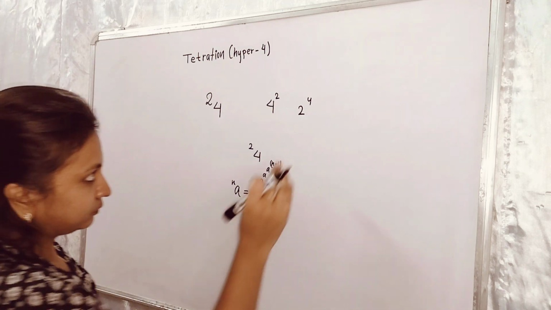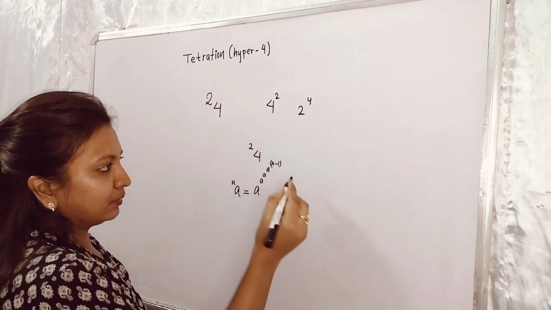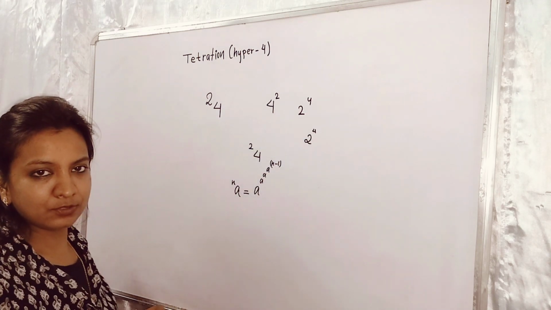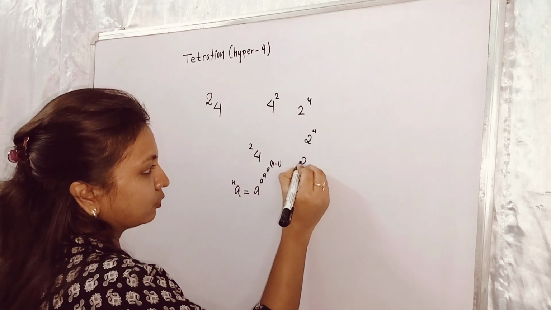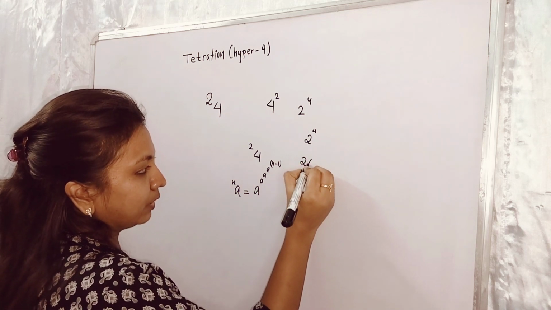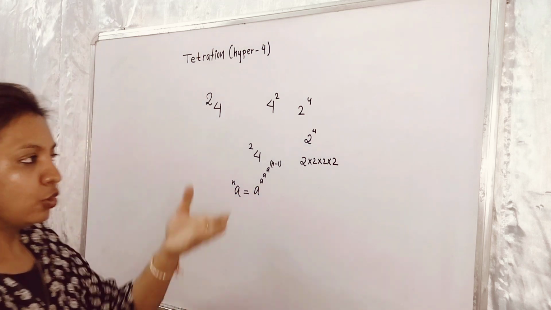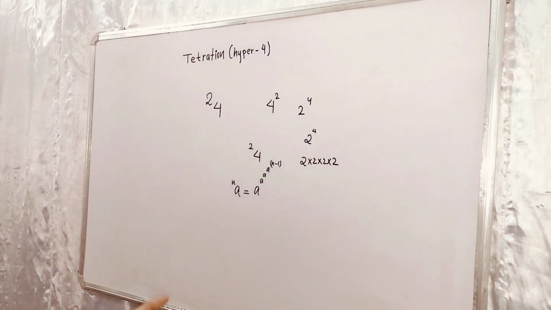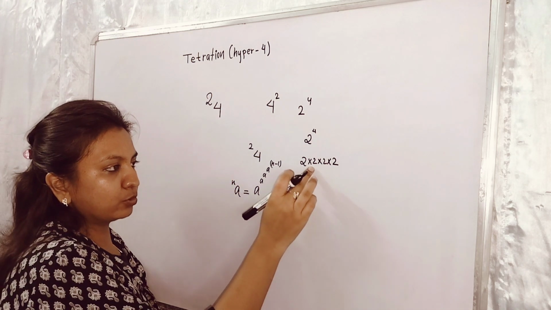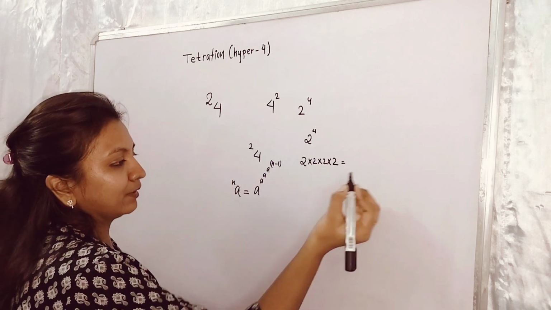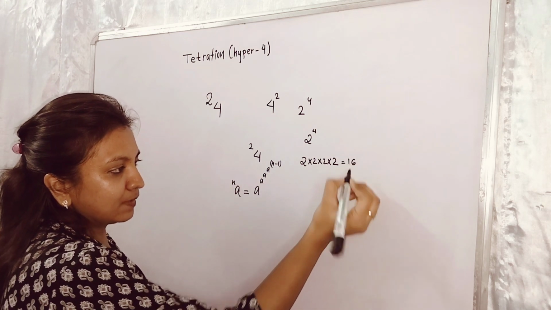So now, what does this mean? 2 to the power 2 raised 4, that is 2 to the power 4, is 2 into 2 into 2 into 2. It means that 2 is multiplied 4 times. Fine? 2 into 2 into 2 into 2. So here we will get the required answer for this. This is 16. Fine.